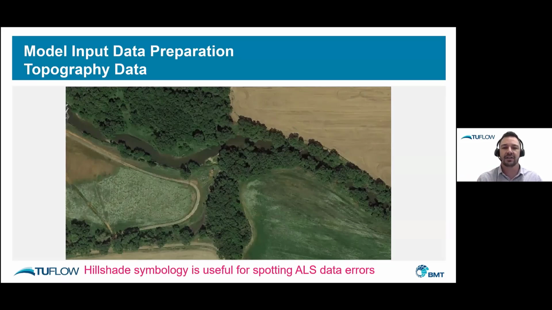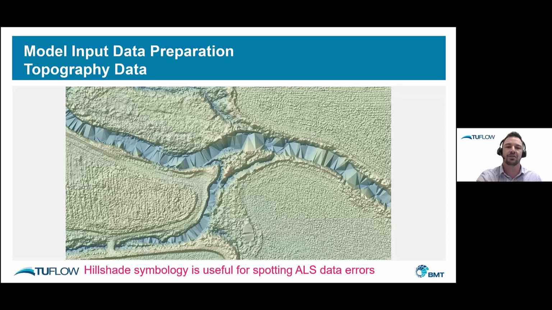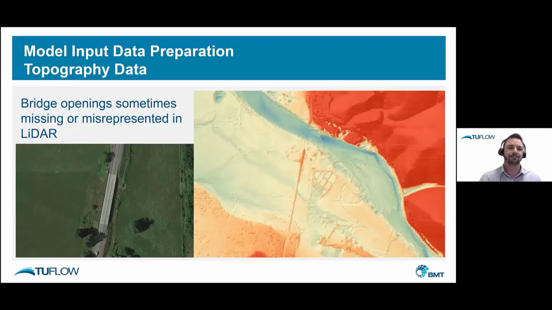In QGIS, I really like using hillshade symbology when I'm reviewing my DEM data sets. And that's how you get this sort of exaggerated presentation of the topographic changes. So something to look at if you're not familiar with that, hillshade symbology.